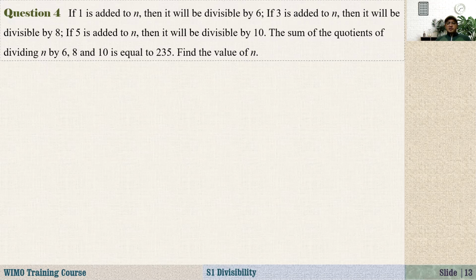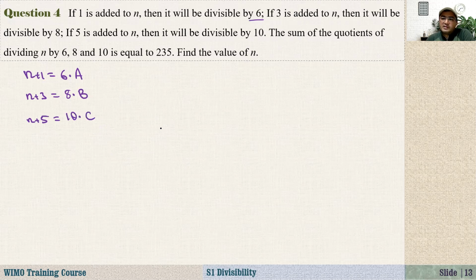Okay, so the first part of the question is saying that if you add 1 to n, that is n plus 1, it is divisible by 6. Which means I can write it as 6 times some integer, let's say it is capital A, where A is an integer. And if 3 is added to n, that is n plus 3, it is divisible by 8, so that is 8 times some integer b. And if 5 is added to n, that is n plus 5, it will be divisible by 10, so that is 10 times c.